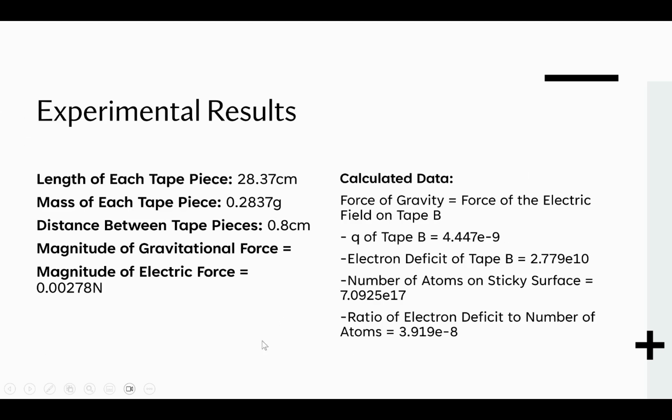I did not repeat the Lab 1 experiment, so we're just going to use this data. Length, mass of each piece. The distance between tape pieces is 8 millimeters. This is the first set of gravitational and electric forces. And then other calculated data. Here's the charge of tape B, the electron deficit of tape B, or in this case both tapes, and then the number of atoms on the sticky surface, the ratio.